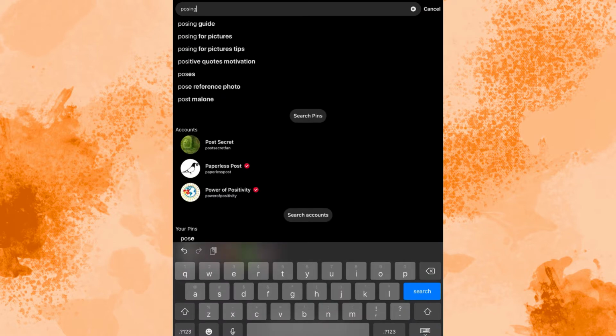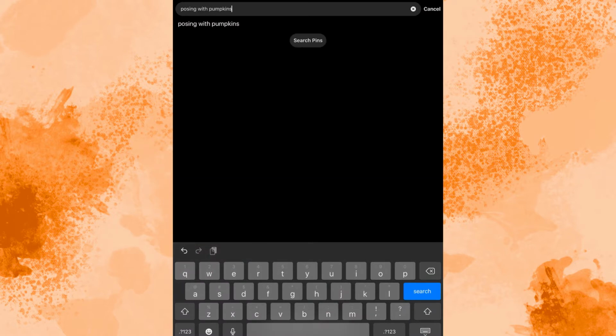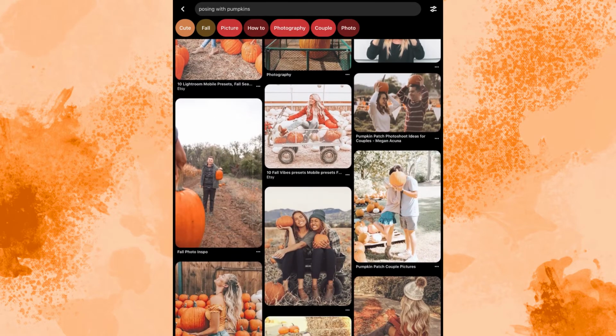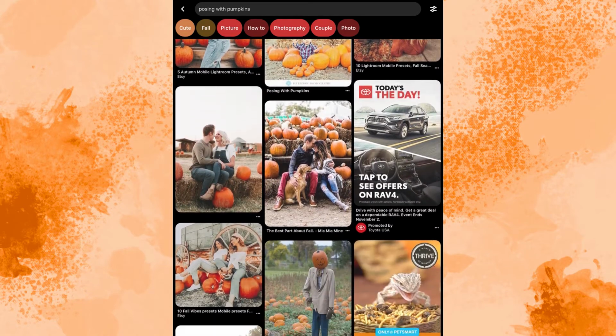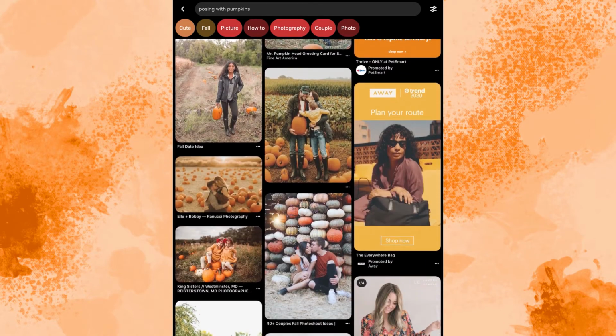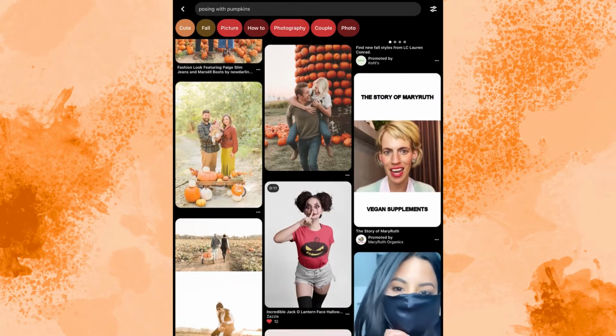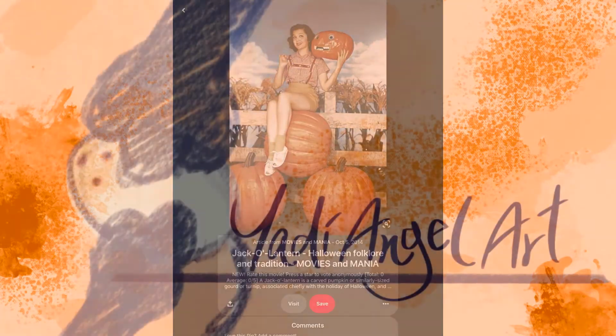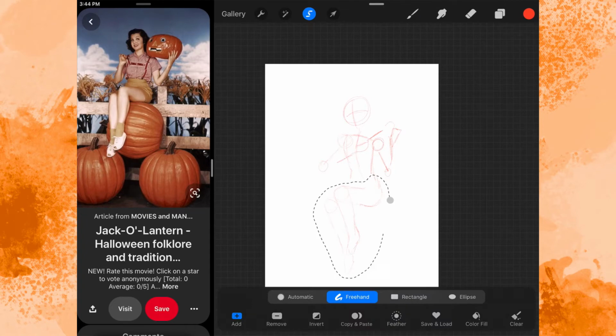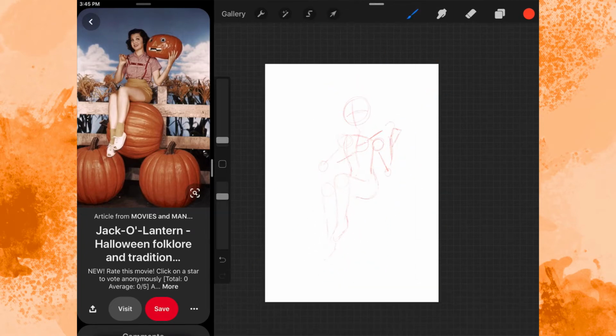So today I'm going to be talking about how to use references, which in turn will help improve your art. And I'm going to share some of my top posing sites and resources. So let's get started. My first tip for using references would be to use multiple images.